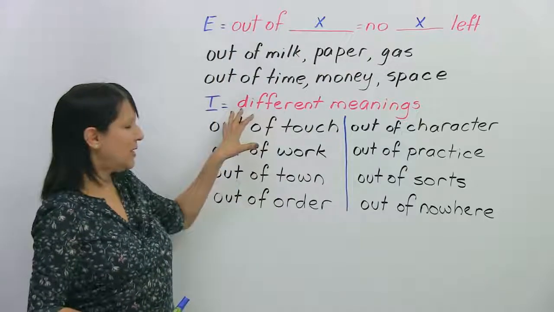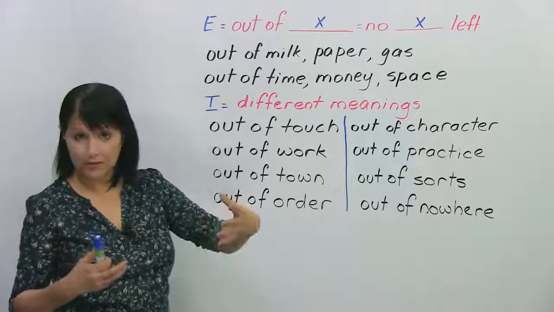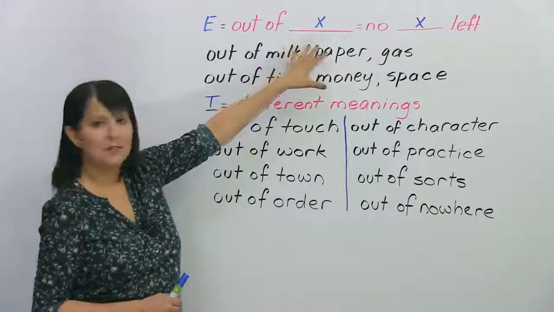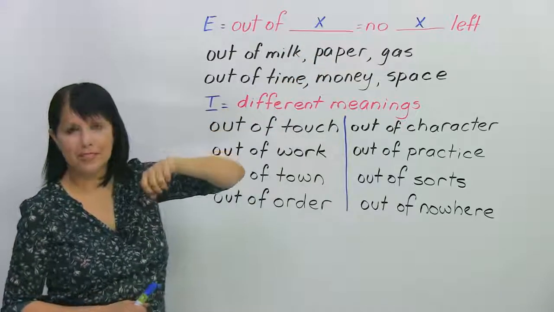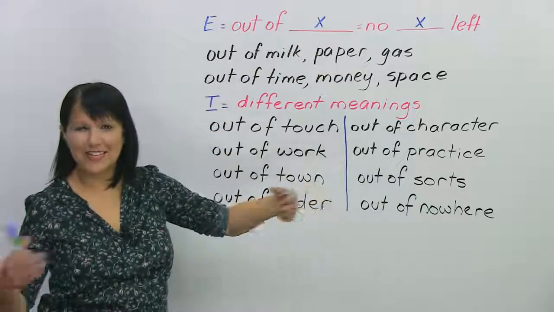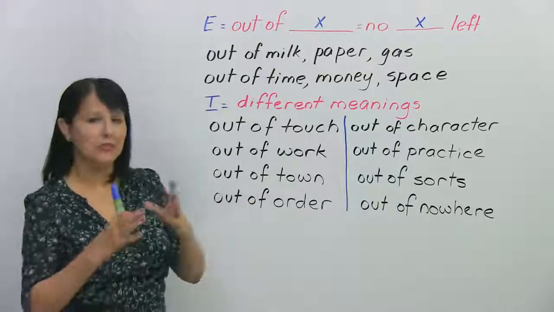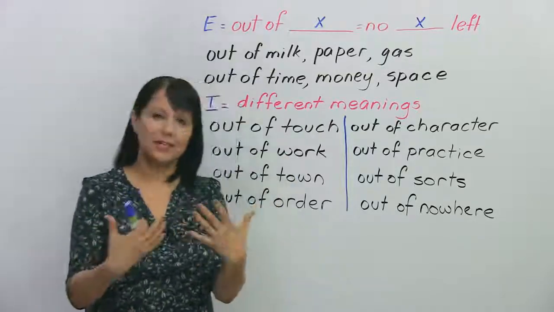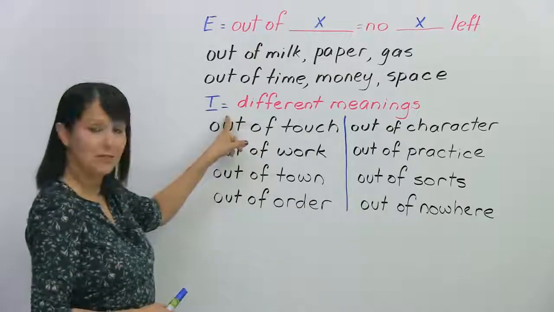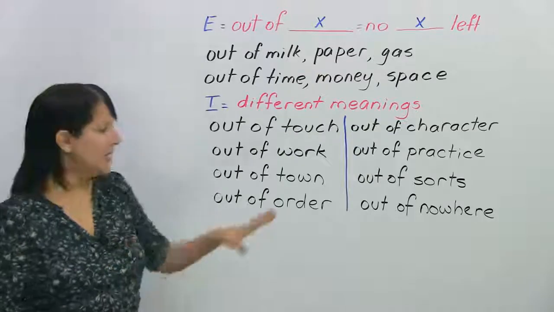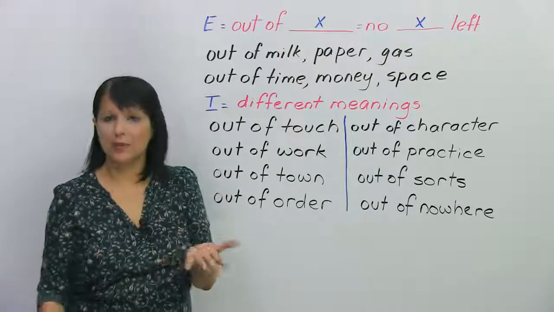But we can also use "out of" as an idiom. And then it doesn't mean that you have nothing left. It means all kinds of things. And each time, each idiom means something different. So you kind of have to learn what that idiom means, okay? So when it's used as an idiom, it can have different meanings. Let's look at 8 of these to see what they mean.